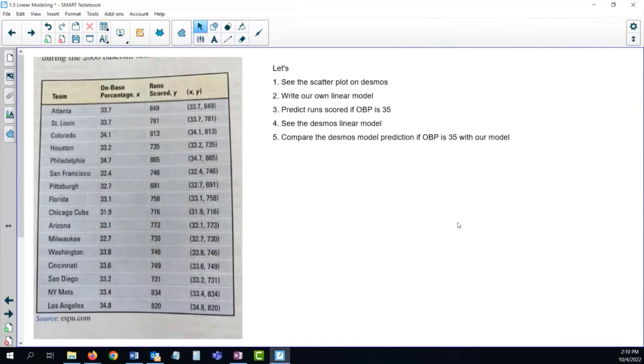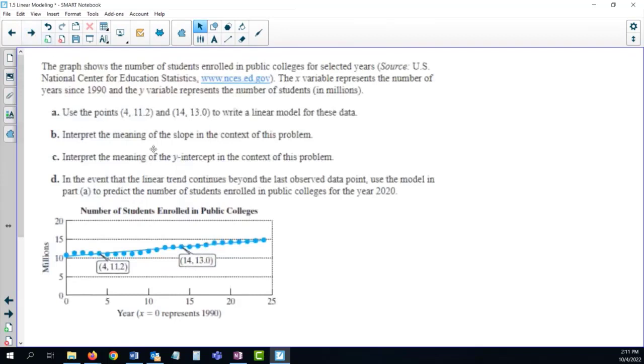And the question asks us to look at this on Desmos. I've already plugged these numbers into Desmos, so we can look at those. This one's not too bad of a problem.